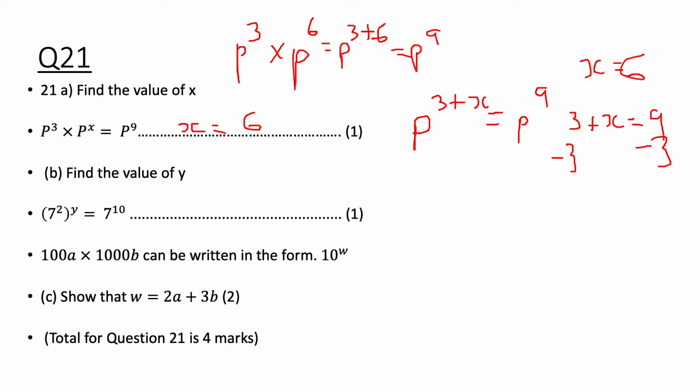Okay? Part B, find the value of y. 7 squared to the power of y equals 7 to the 10. Now the rule of indices here is when I have a power to another power, I'm going to multiply the powers. So I'm going to get 7 to the 2y equals 7 to the power of 10. 2 times y in algebra is written as 2y.